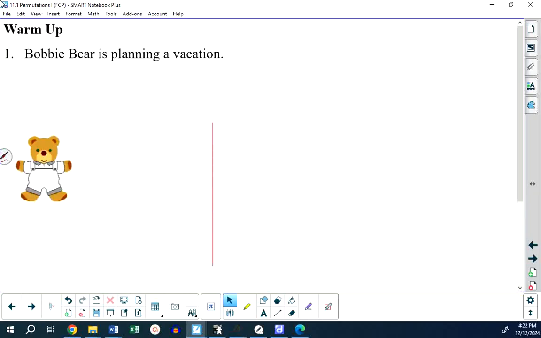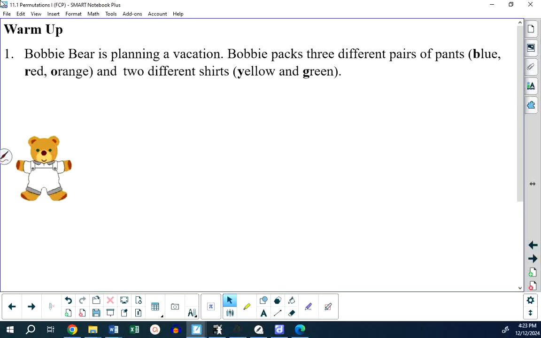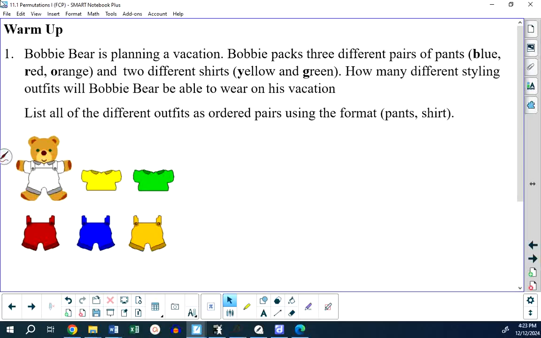To begin with, and this is a warm-up I've been using for years and years, it's actually an exercise designed for elementary mathematics students to get them to figure out how to combine different things together. So Bobby Bear is planning a vacation. That's Bobby Bear. Bobby packs 3 different pairs of pants. He has a blue pair of pants, a red pair of pants, and an orange pair of pants, and he has 2 shirts, yellow and green. So there are his pants, and here are his shirts. And the question is, how many different outfits does Bobby Bear actually have when he takes those 3 pairs of pants and 2 shirts on vacation?